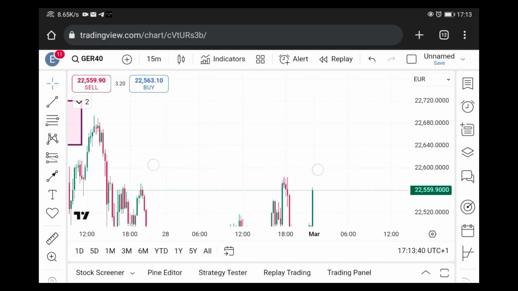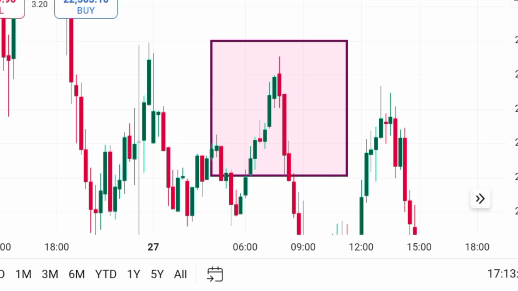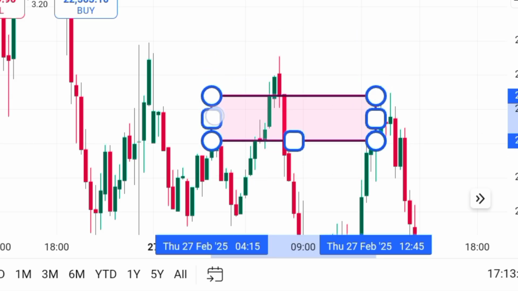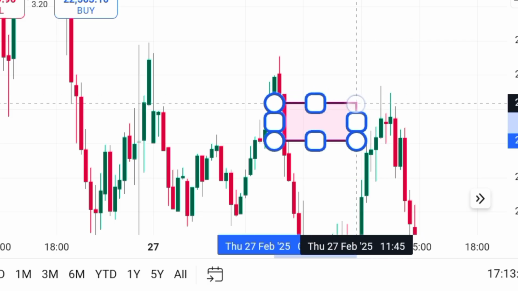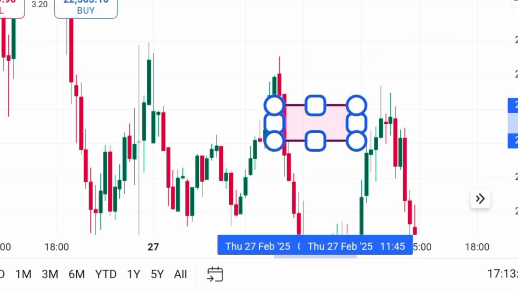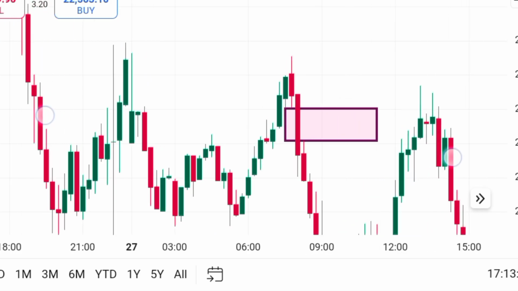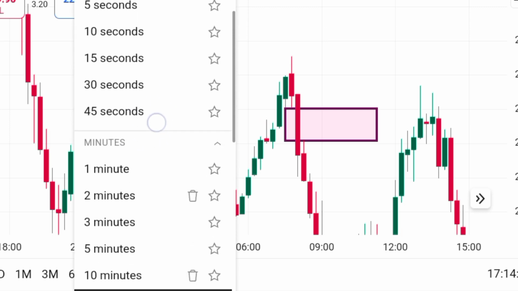On our M15, we are still going to be looking for our imbalance. So we mark that out. Here is our imbalance right here. We marked that out. Then let's move to our M5. We are still going to mark out our imbalance.